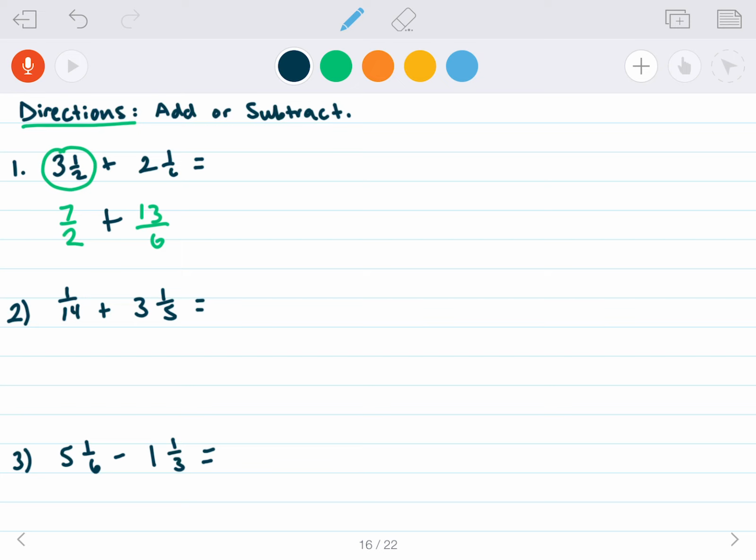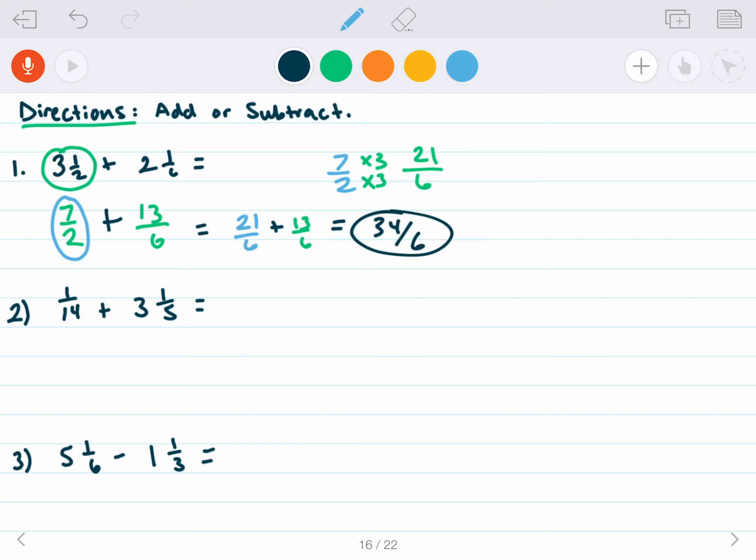And then we can find a common denominator. So looking at these two, we're going to change 2 into 6. So we're going to actually change this guy into 6. Okay, so 7 over 2, we want to have a denominator of 6. So I have to multiply top and bottom by 3 to get 21 over 6, which is the same thing as 7 over 2. So 7 over 2, we just said, was 21/6 plus 13/6 is equal to 34/6. So that's our answer.